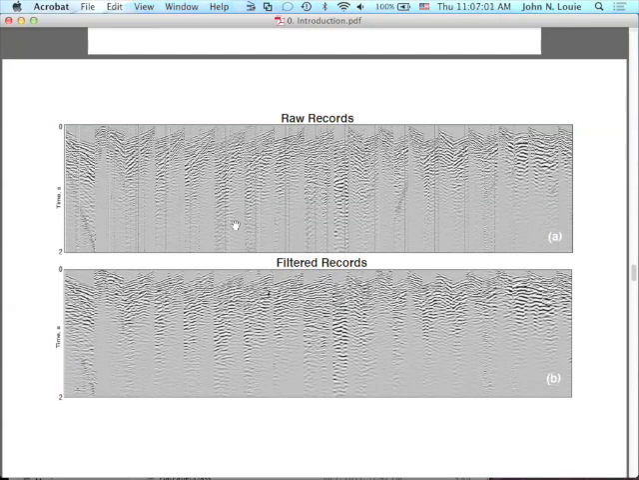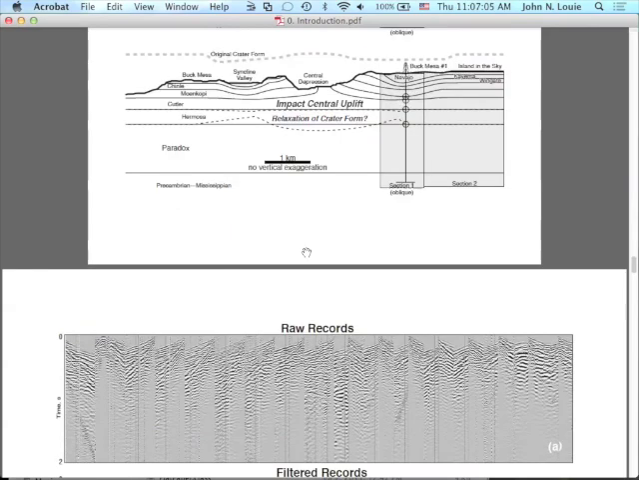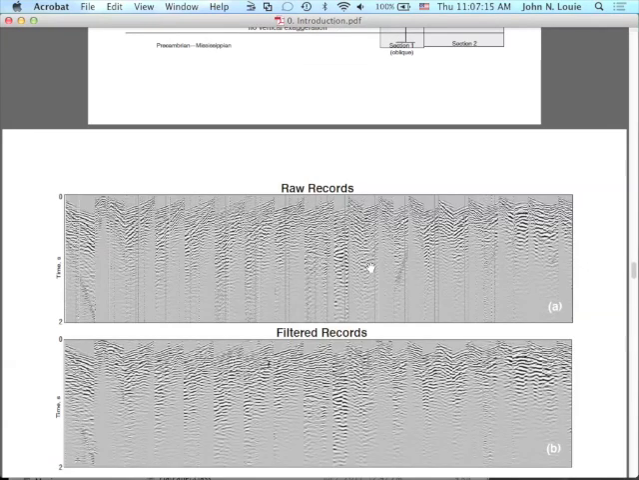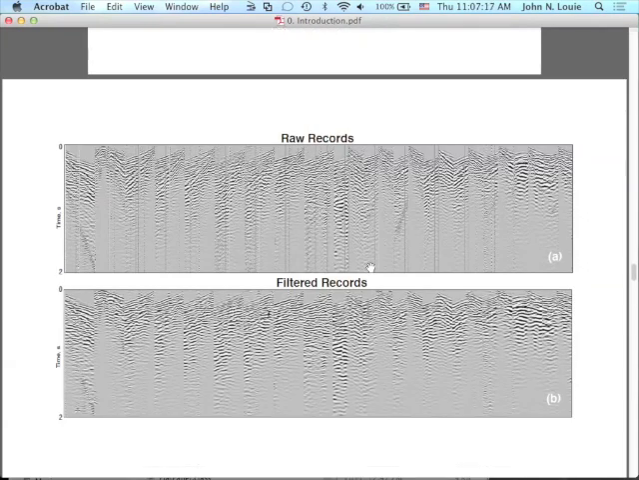Now, we had a lot of noise in these records. Some of it is basically reflections from the canyon walls. I don't think this topography is exaggerated here. Yeah, no vertical exaggeration. So that is really steep topography in that area. And in these records from the line on the inside of the ring syncline, there's a lot of surface waves, as you always see.